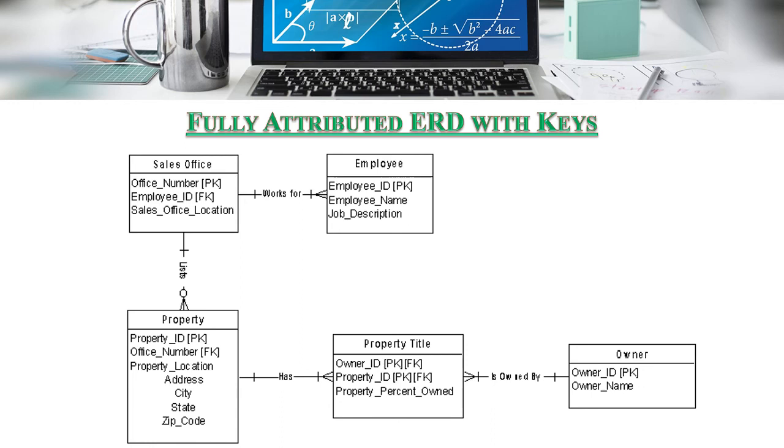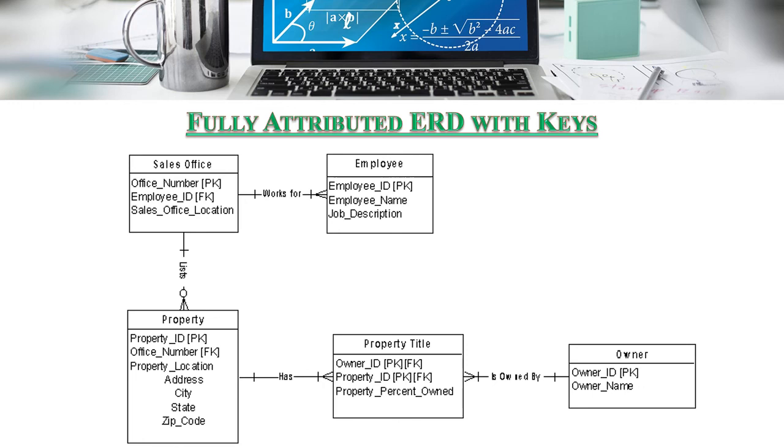Here we can see the fully attributed ERD with keys. The employee has employee ID, employee name, job description. The sales office has office number, which is a primary key, employee ID as a foreign key, and sales office location. The property has a property ID, primary key, office number, foreign key, and property location. The location consists of address, city, state, and zip code. The property title has owner ID as a primary foreign key, property ID as a primary foreign key, and the property percent owned.